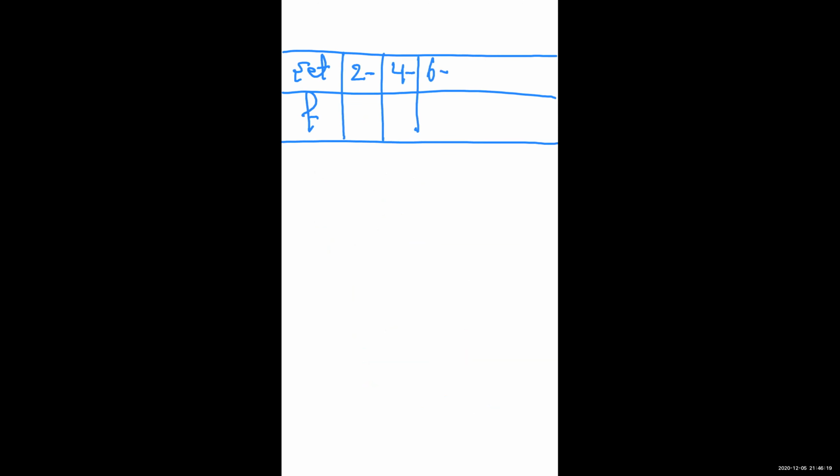So there is one table: find the mode for the following frequency distribution. It's a table like this. The set and the frequency: the set of 2, set of 4, set of 6, set of 8, set of 9, set of 10, then total 40. The frequencies are 3, 10, 12, 10, 5.